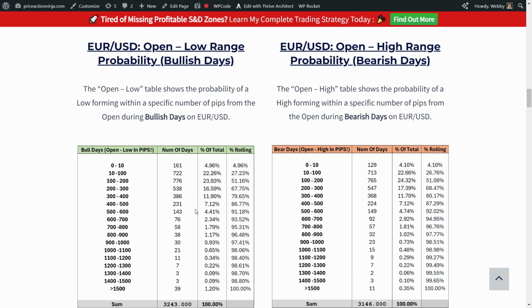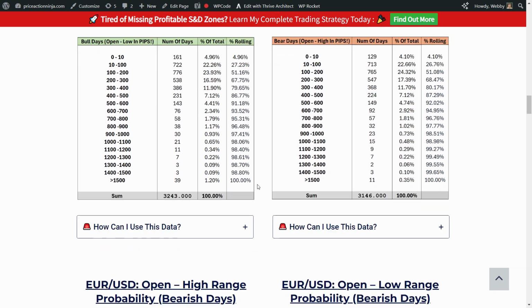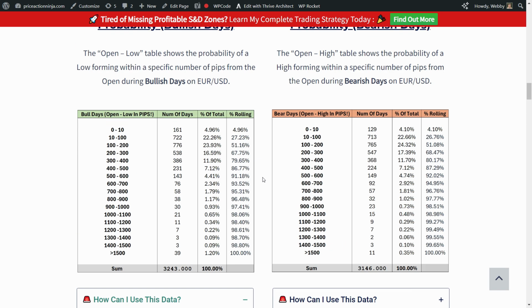Check out the 500 to 600 pip range for bullish days, just down here. See how this column shows 91.18%, because that's the total percentage of bullish days which formed a low under 600 points from the open. So what this means is, if price forms a low more than 60 pips from the open, odds are that day won't close bullish, because statistically 91.18% of bullish days form a low within 60 pips of the open. You can use these tables to place much tighter stop loss orders too, which I explain in these little clickable tabs.